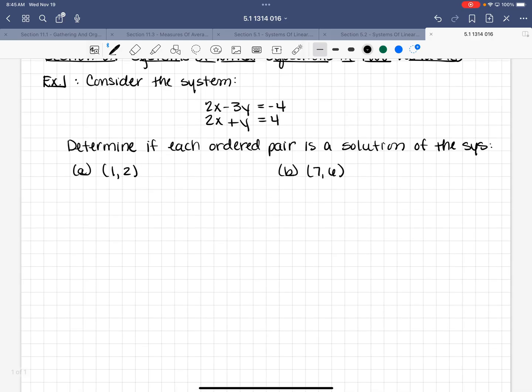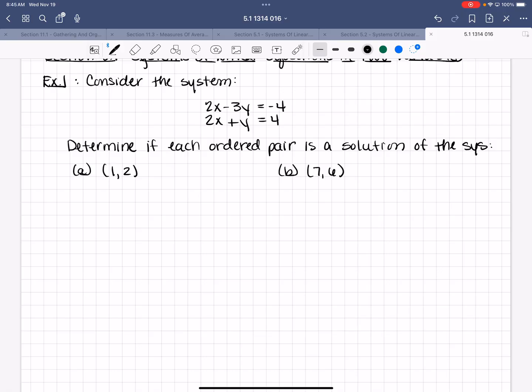Okay, so the way we have to prove this, though, all right? All we're doing, guys, is substituting it back into each equation, and it should work. If it doesn't work, then it's not a solution. That point, 1, 2, has to be true in each equation.